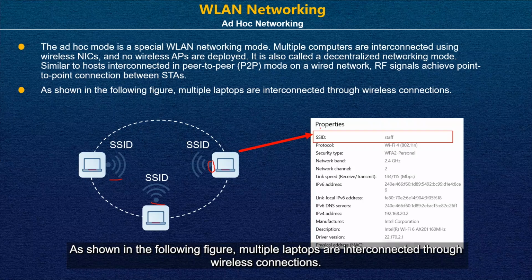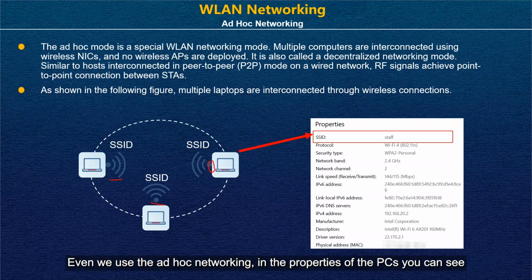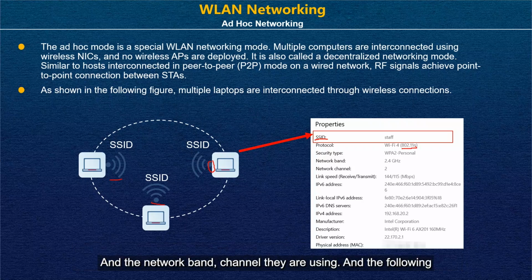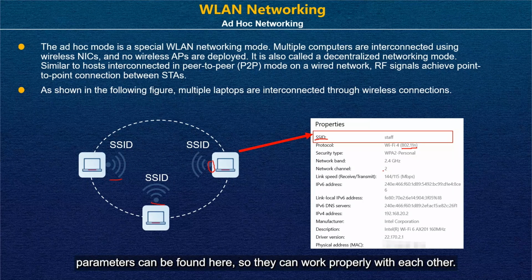Even when we use ad hoc networking, in the properties of the PCs, you can see they are using the SSID, which is staff, and you can find the standard they are using is 802.11n. The network band, the channels they are using, and the following parameters can be found here, so they can work properly with each other.